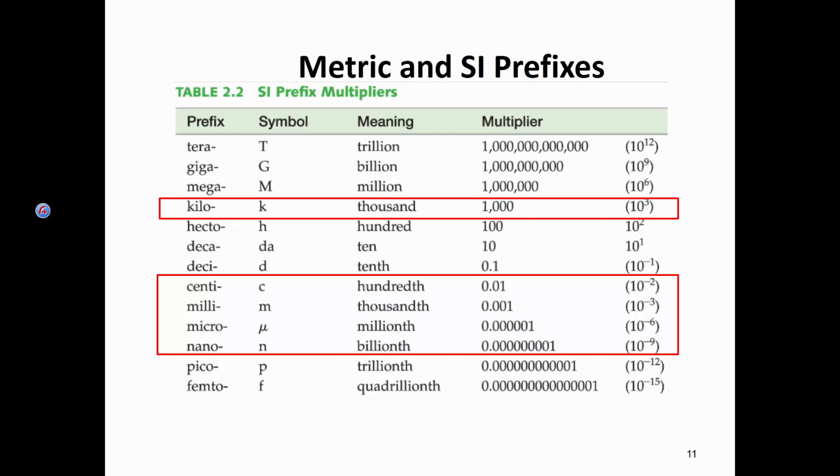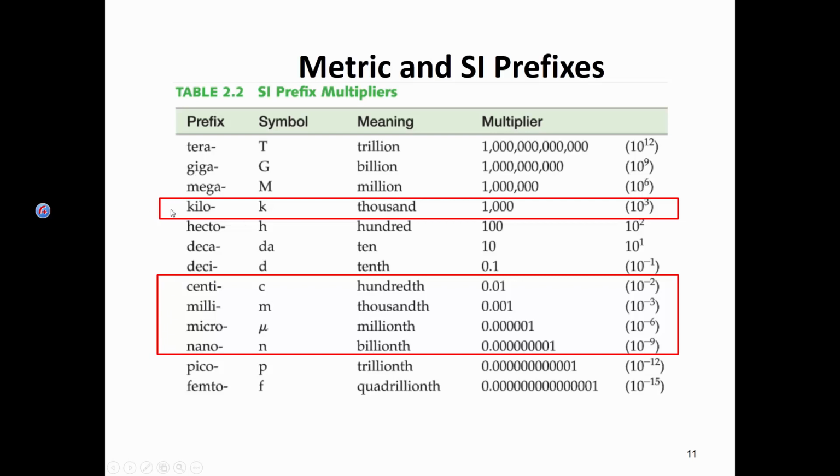So I want to look at this table. This is a table from your book. There are lots of prefixes here for going from trillions to quadrillions. So we have a scale of 10 to the 27th of prefixes. Now we don't need all of these for chemistry. We're just going to look at a handful, and the ones that we are going to care about are the ones in these red boxes.